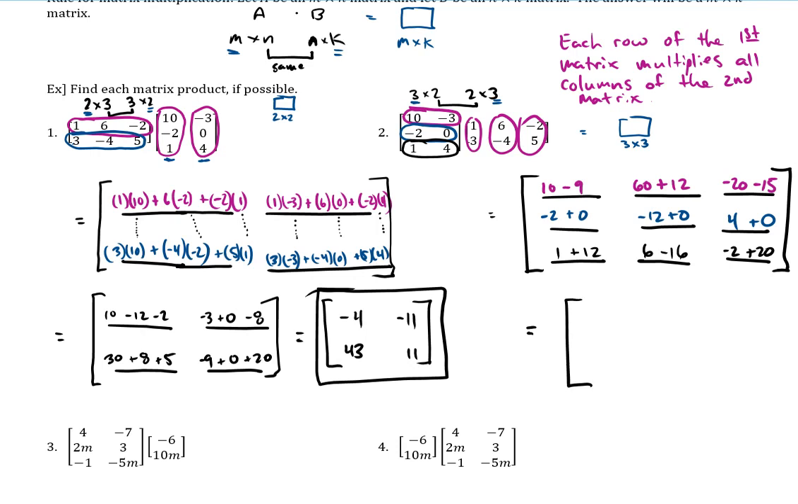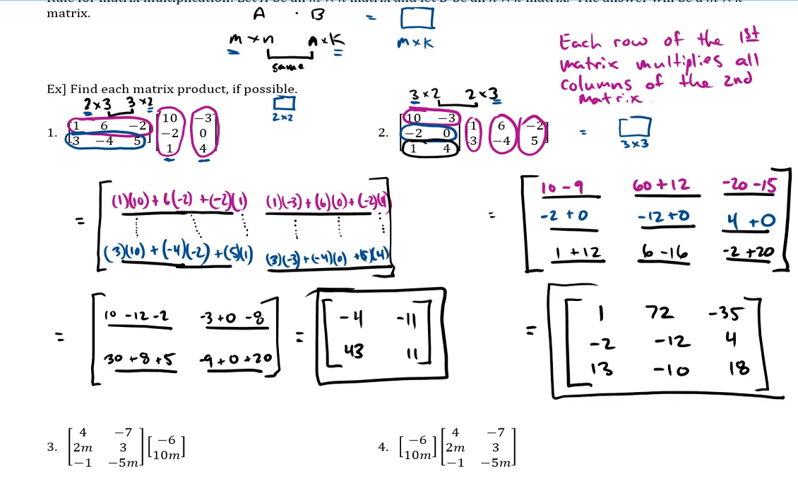And then now I can start to simplify. We've got 1 in the top left, 72. And then -35. Then -2, -12, and 4. And then the last row is 13, -10. And then that looks like it is +18. Okay, so it's a lot of arithmetic by hand here. Okay, but that is our final answer. Okay, so let's see these other ones.